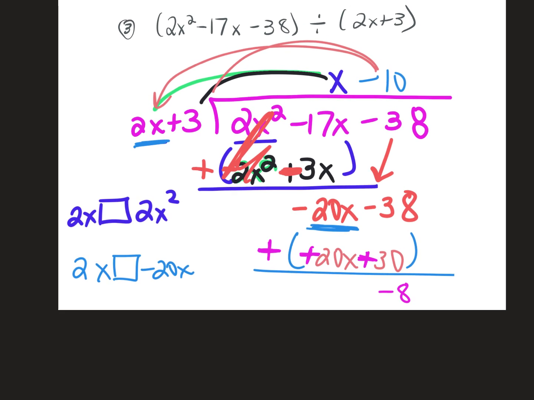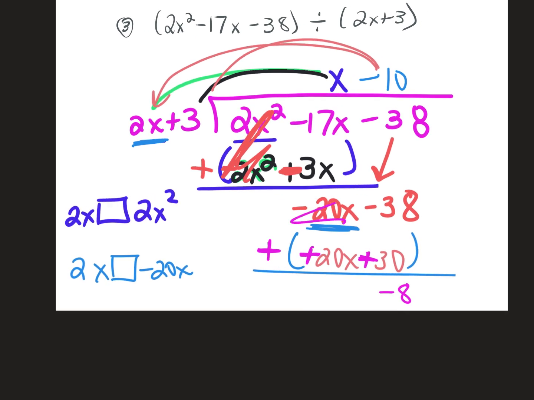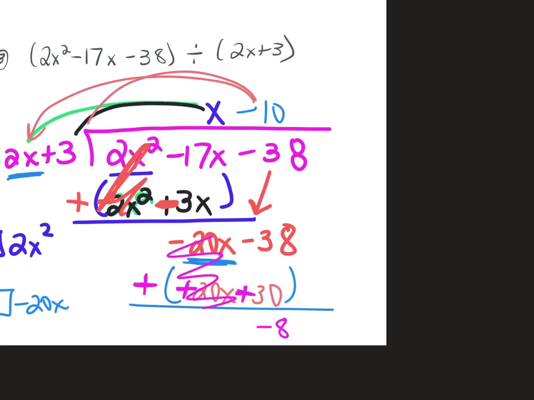And what happens with my 20x's? They cancel. Is there anything left to bring down? No. So what is negative 8? Your remainder. So just like we did when we had 2 left over, we put it over, we divided by the 3, right? So this becomes x minus 10. What kind of an 8 is that? It's negative, so it becomes x minus 10 minus 8 over, what do we divide by? 2x plus 3. Perfect.